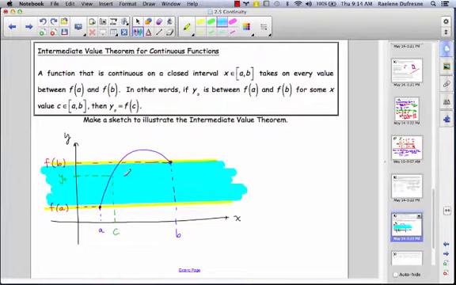Does this mean that the function won't go any higher than the highest known value? No. Does it mean that the function won't go any lower than the lowest known value? Also no. But what it does mean is that every value in between the lowest known y value and the highest known y value on a continuous function must be taken on by the function.